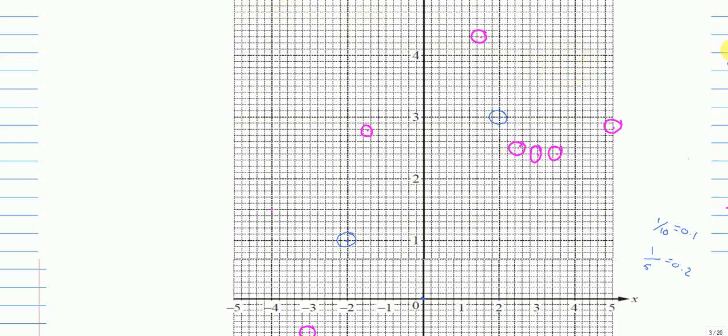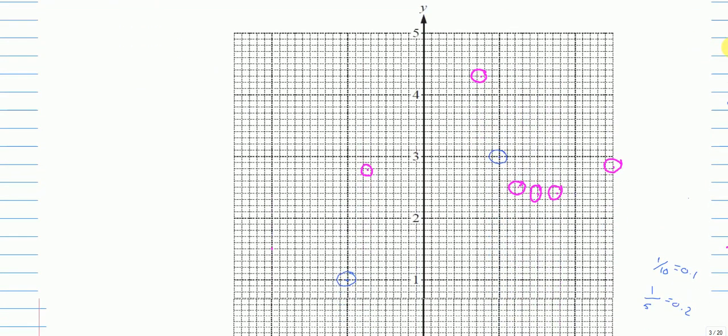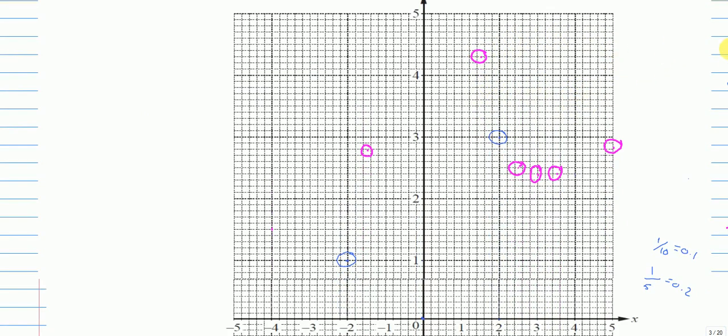And what about the last point? When x is 4, y is 2.5. When x is 4, where is x 4? When x is 4, y is 2.5: 2.1, 2, 3, 4, 5. Okay, now all I have to do is draw the graph.